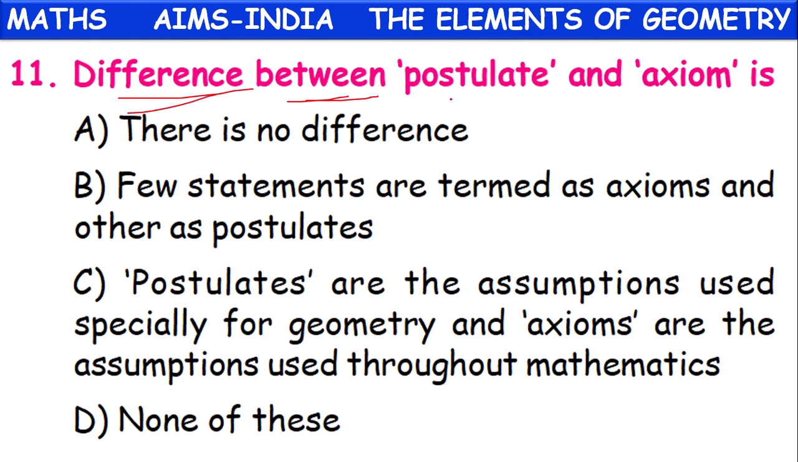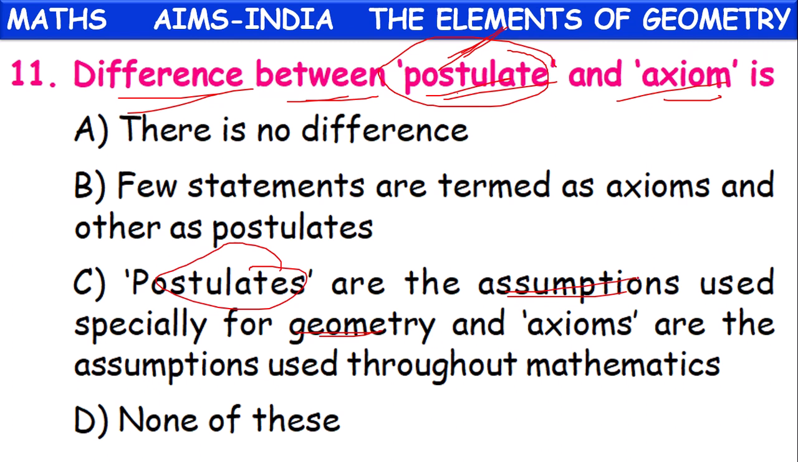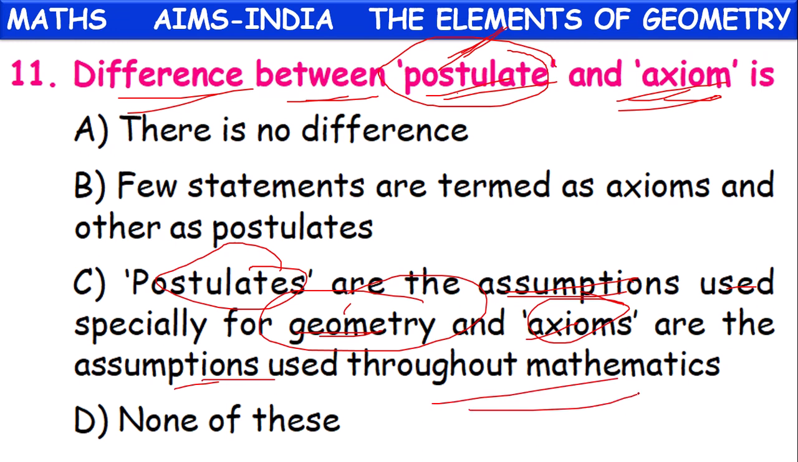So what is the difference between postulate and axiom? We have told already. Postulates are universal truths, assumptions particularly related to geometry. So postulates are the assumptions used especially for geometry, whereas axioms are the assumptions used throughout mathematics. So C option is correct.